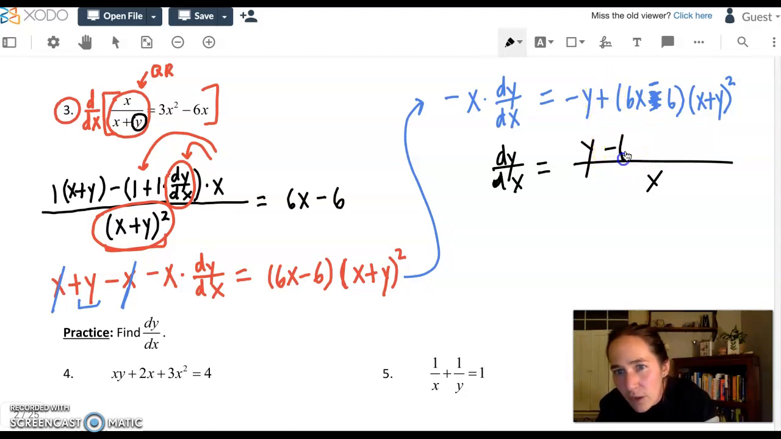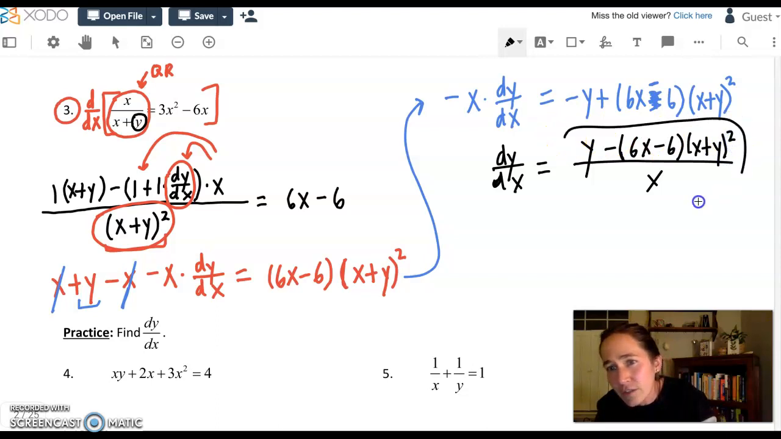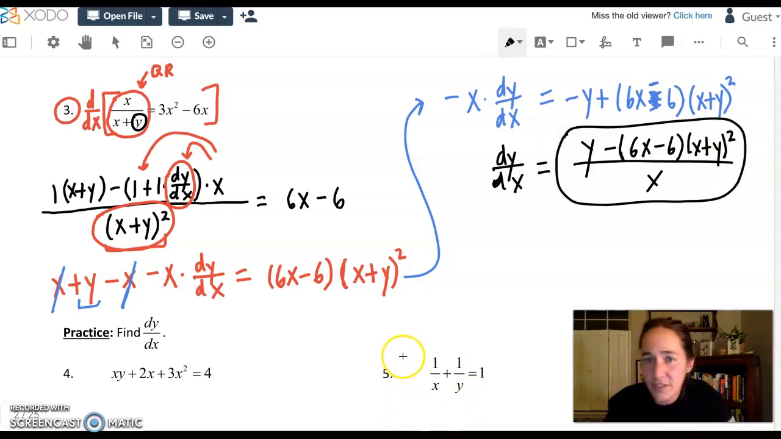And then here goes what's in parentheses. And that I think I'm going to leave in parentheses too. 6x minus 6, and then x plus y squared. And like I said, for now, that's as far as I'm going to go. We have this as an expression for the slope of the tangent line. If we had a y and an x, we could plug them in there, but that looks okay for now.